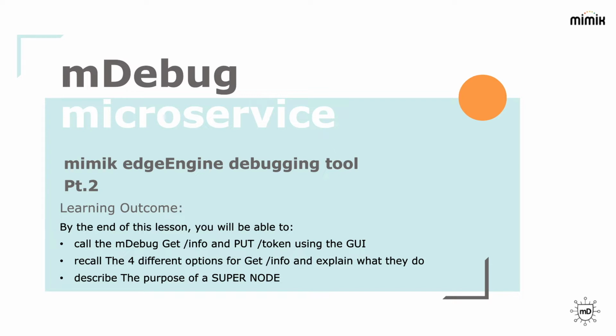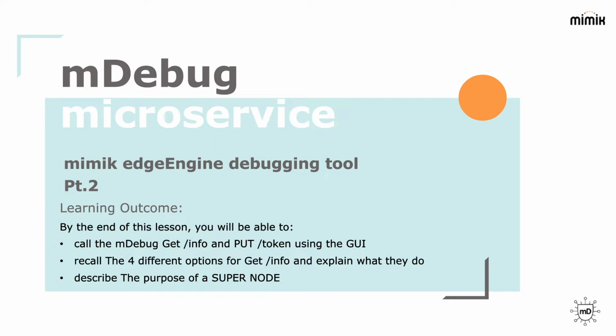Now let's get started with the video and talk about get info and put token. By the end of this video, you'll learn how to call MDebug get info and put token using the GUI that we used in the first video. You will be able to recall the 4 different options for get info and explain what they do, and you will be able to describe the purpose of a supernode.